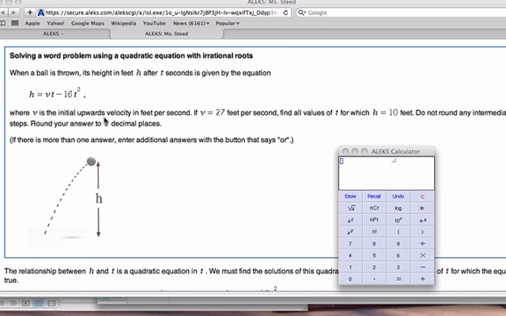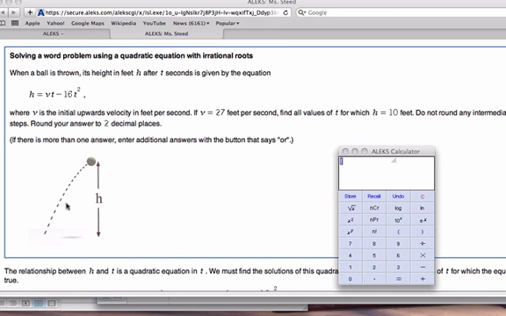So h is the height of the ball at t seconds. V is the initial upwards velocity in feet per second, and it's telling us that the velocity is 27 feet per second. So what you're going to end up doing is replacing V here with 27, and it says to find all the values of t for which h equals 10 feet. So the height is 10 feet, so you're just going to replace h with 10. They want you to not round any intermediate steps and round your answer to 2 decimal places.